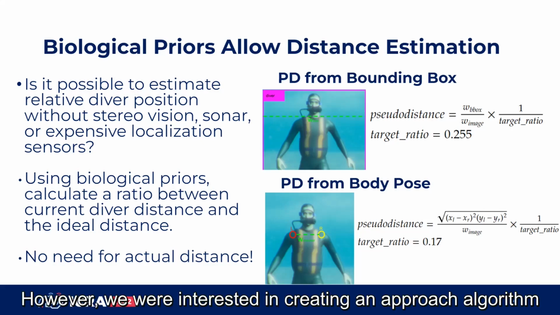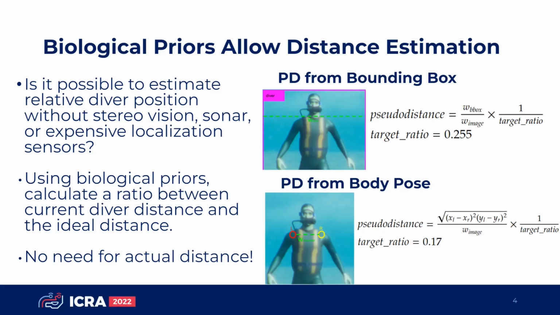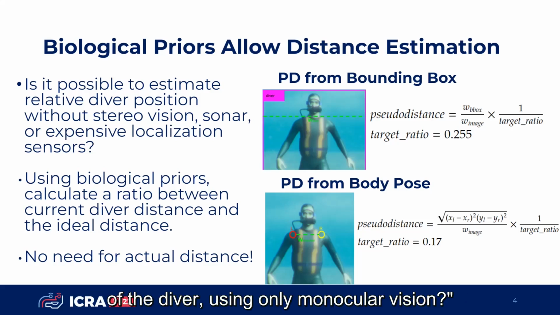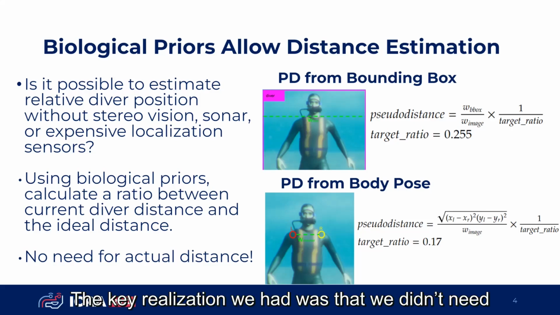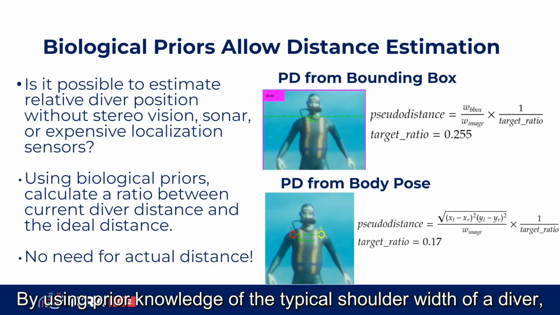However, we were interested in creating a diver approach algorithm that any AUV could use, so we asked the question, is it possible to determine the relative position to the diver using only monocular vision? The key realization we had was that we didn't actually need to know the exact distance, only how closely our current distance matches the ideal distance for communication.